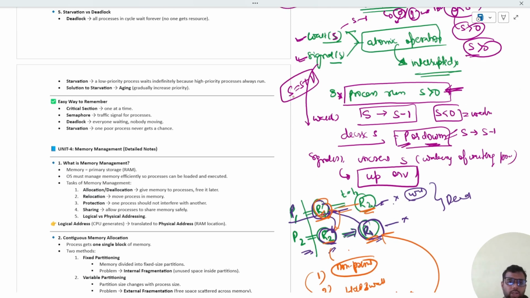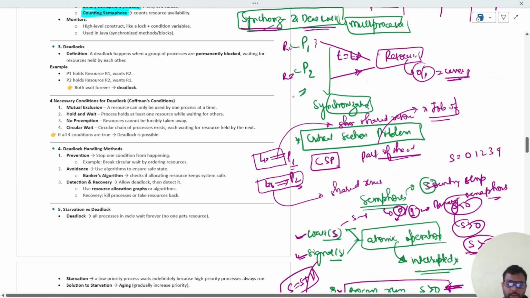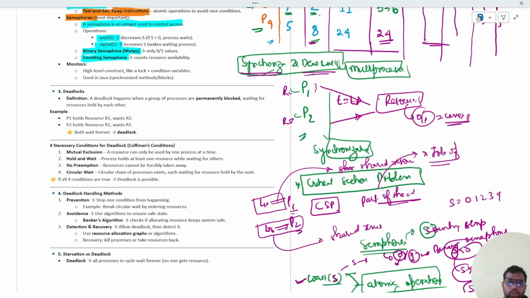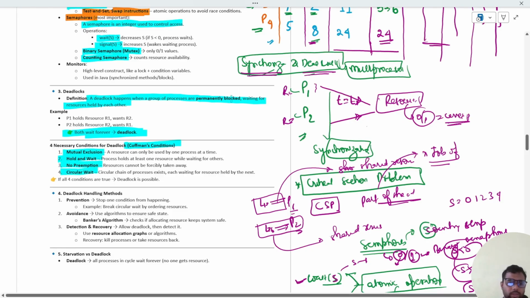And these four conditions are known as what? Coffman conditions. Okay. So now let us see what is deadlock. A deadlock happens when a group of processes are permanently blocked, waiting for resources held by each other. They wait forever, and such a situation is known as deadlock. What are the Coffman conditions? Mutual exclusion, hold and wait, no preemption, and circular wait that we have already discussed.